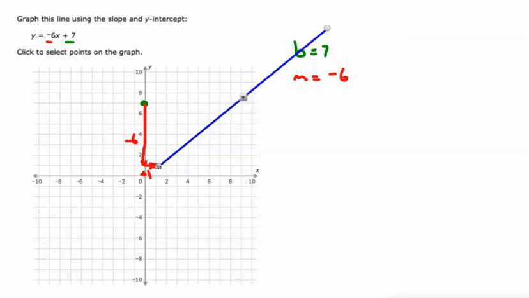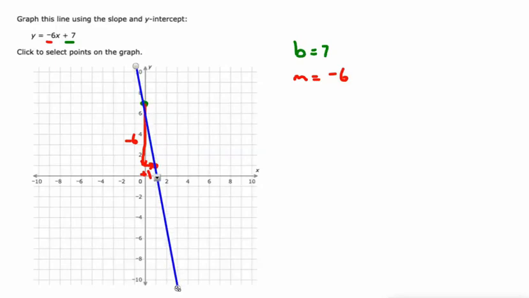So I can just run my line through these 2 points. There we go. So it's got a y-intercept of 7 and a slope of -6. Negative slope means going down from left to right.